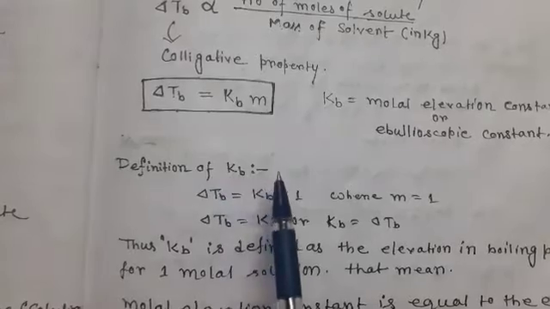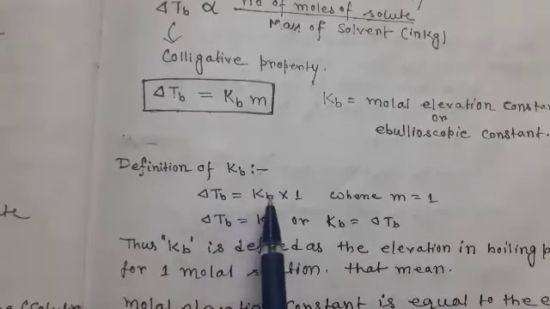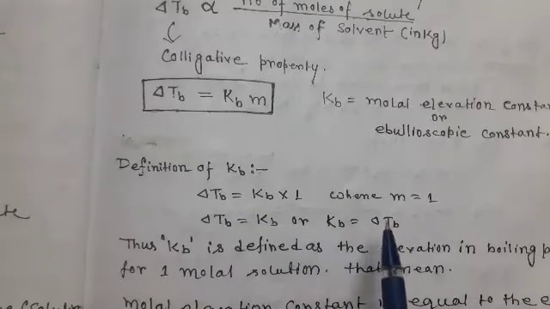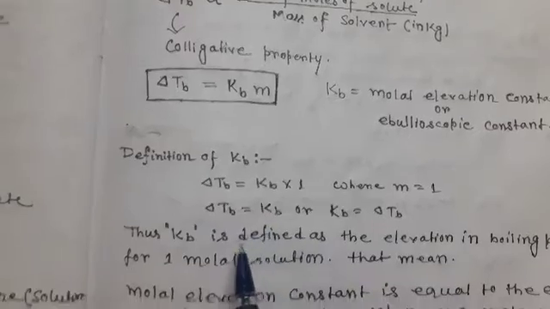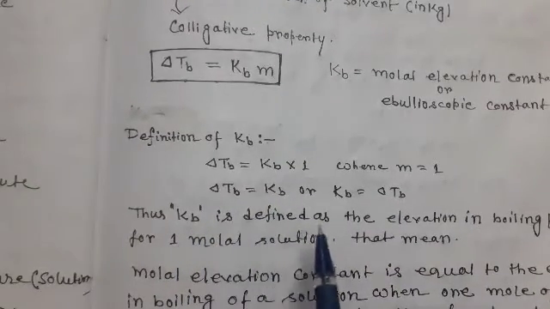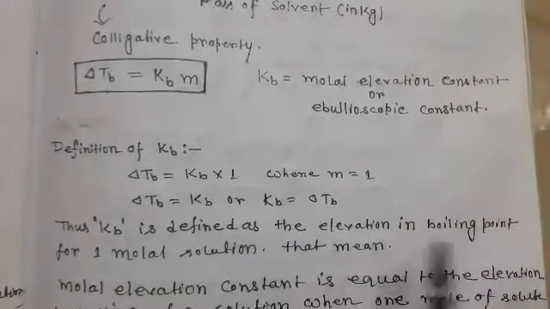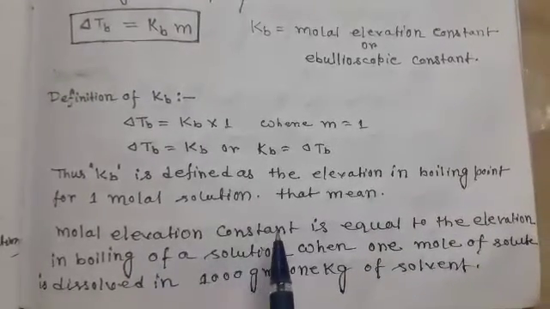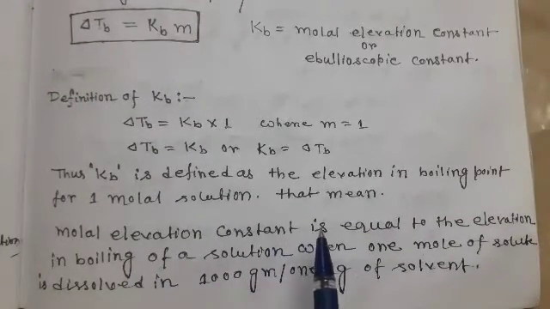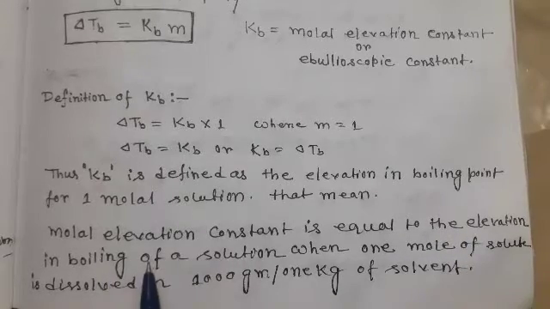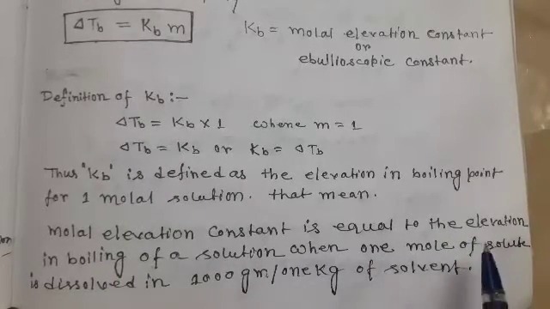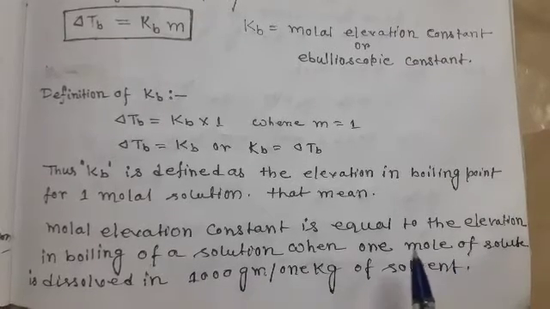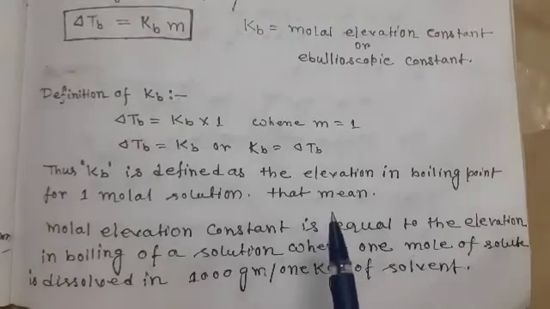Now we are going to discuss the definition of Kb. We know the formula delta Tb is equal to Kb into m. Where m is equal to 1, we can write Kb is equal to delta Tb. Thus Kb is defined as the elevation in boiling point for a 1 molal solution. That means the molal elevation constant or ebullioscopic constant is equal to the elevation of boiling point of a solution when 1 mole of solute is dissolved in 1000 gram or 1 kg of solvent. That is the definition of Kb.